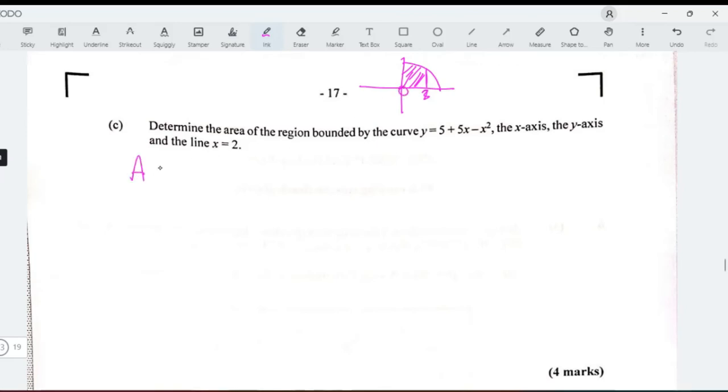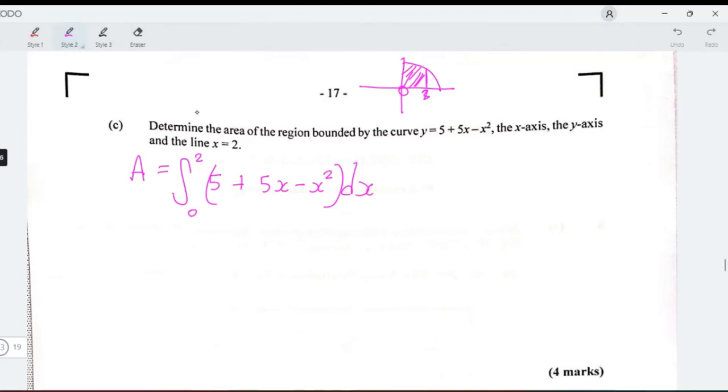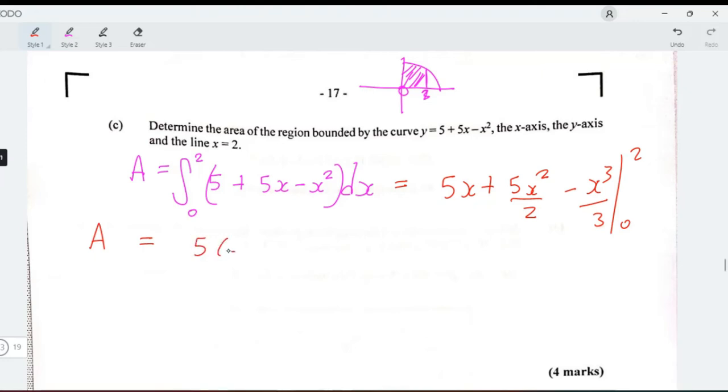So the area is the integral from 0 to 2 of the curve. That's all. We're not doing anything special. So in that case, now we're going to just integrate. So integrate, this is now 5x plus 5x squared over 2 minus x cubed over 3, and we're going from 0 to 2. So inputting now the 2, this becomes 5 times 2 plus 5 times 2 squared over 2 minus 2 cubed over 3.